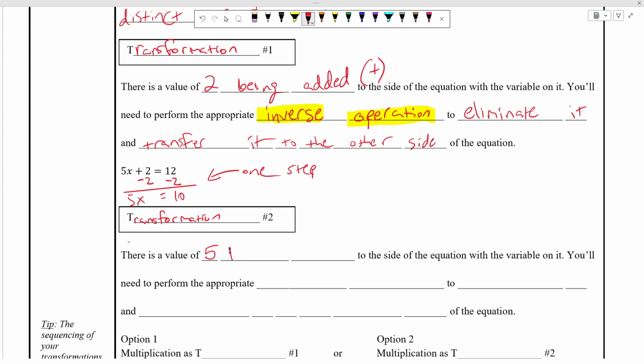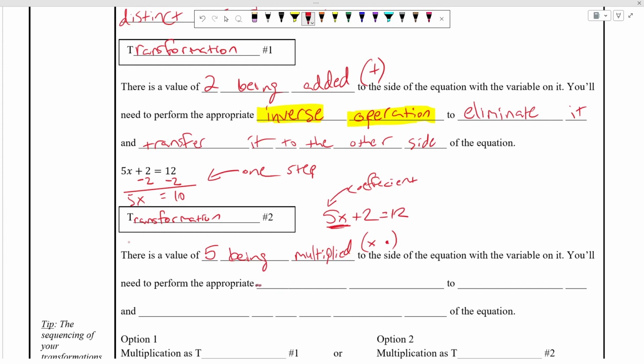We already took care of the 2 being added, so let's look at the value of 5. We had 5x plus 2 equals 12. This coefficient next to a variable, you'll learn this term later, indicates that multiplication is happening, even though there's nothing in between. So we have a value of 5 being multiplied. A little x or a little dot indicates multiplication, or even nothing at all. We have 5 being multiplied to the side of the equation with a variable on it.